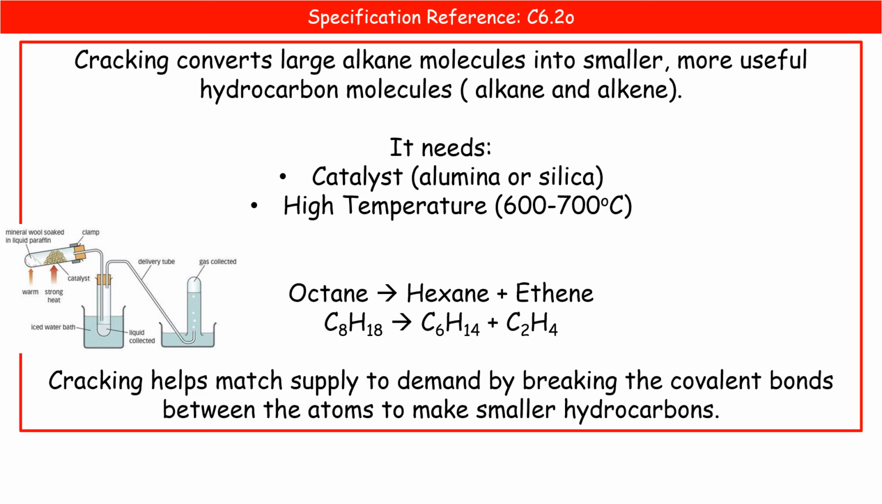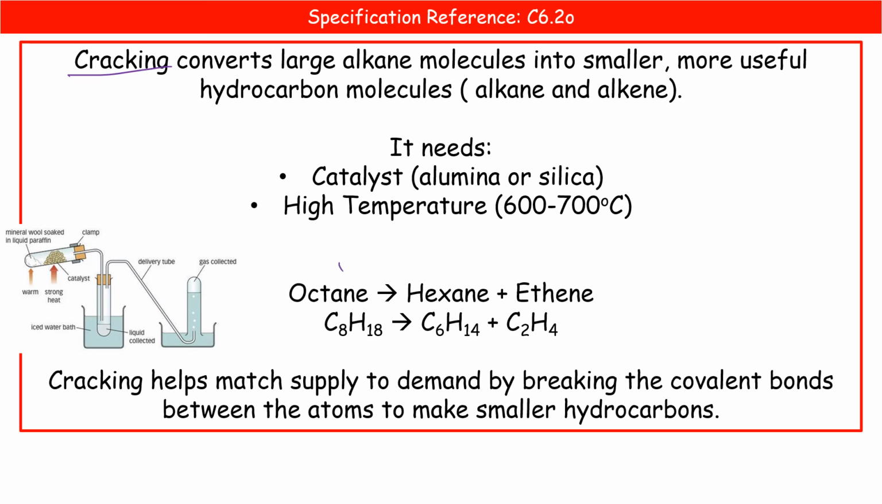One of the key things that we find in terms of our fractional distillation process of crude oil is that we don't get the fractions in the right proportions for what we actually need. So we end up with way more of these much longer hydrocarbons than we need, and not enough of the smaller ones. So what we do is we use a process called cracking. Now, cracking is going to convert large alkane molecules into the smaller, more useful hydrocarbons. In order to carry it out, we need a catalyst and a high temperature.